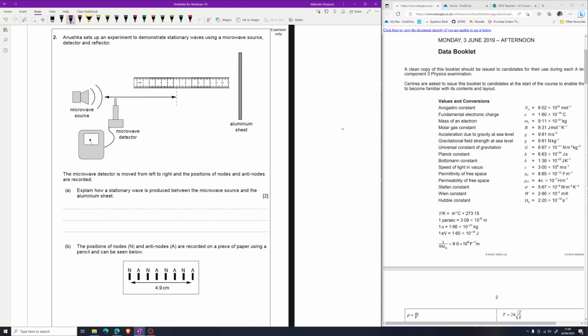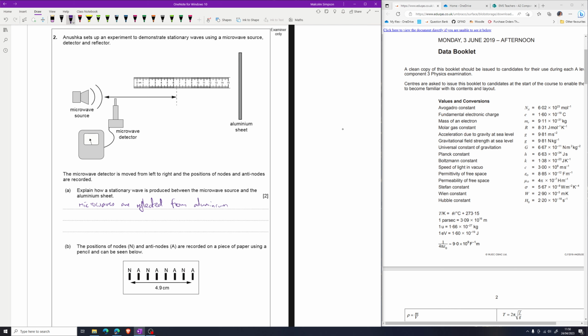Explain how a stationary wave is produced between the source and the aluminium sheet. Explaining how stationary waves are produced is a very standard question type in general. What we really need to say is the microwaves are reflected. I think that's probably worth a mark. In general, when you're answering, it doesn't really matter: microwaves, a string, whatever. If it was a string, they would be reflected from the fixed end. That's the first point.